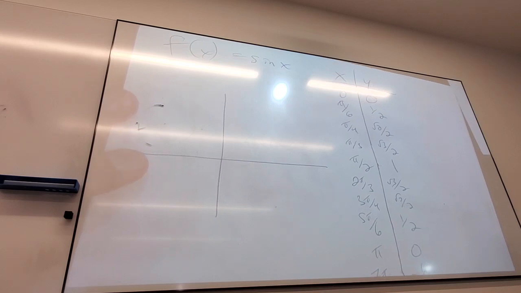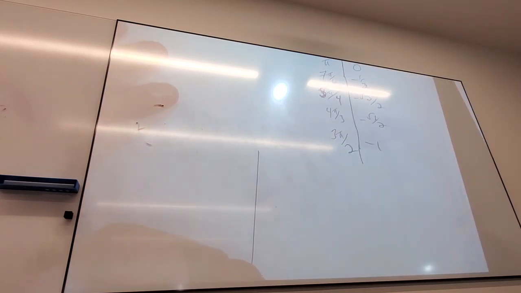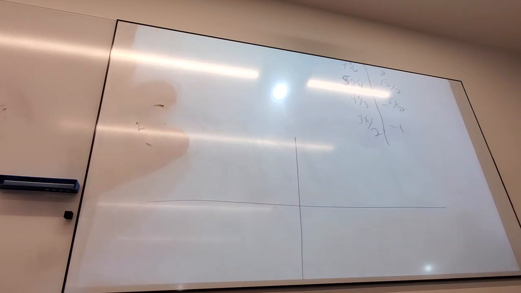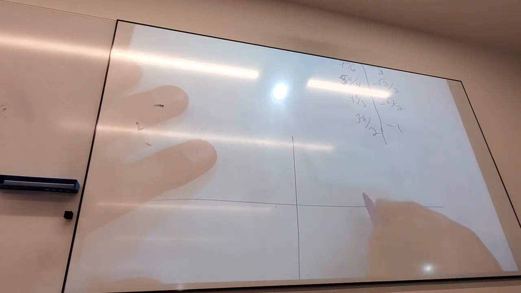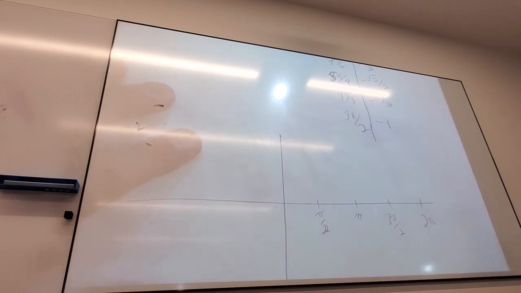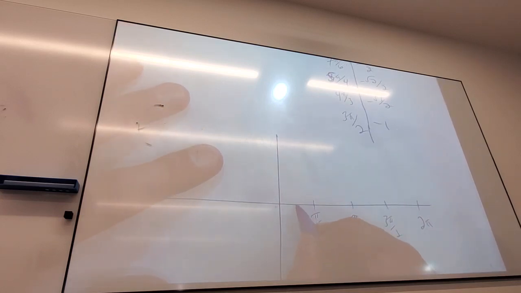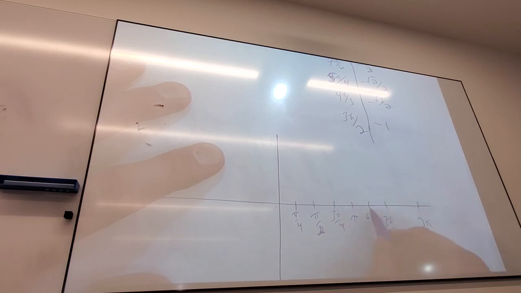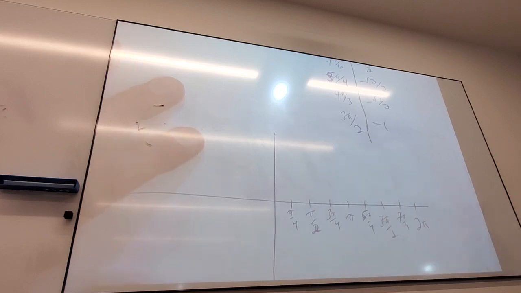I need more room. You can do it, Jeff. There you go, down there. Okay. So let's see what we can do. Let me do this first. So we got pi over 2, pi, 3 pi over 2, 2 pi. And then I can put in there pi over 4, 3 pi over 4, 4 pi, 5 pi over 4, 6 pi over 4, 7 pi over 4. All right. Okay, these are the main ones.